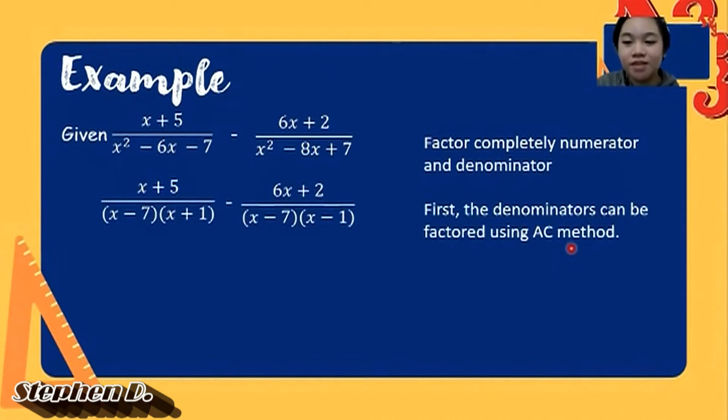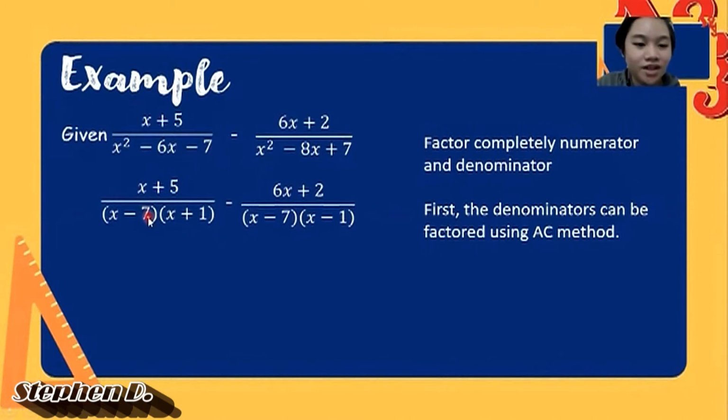First, the denominators can be factored using the AC method. This is where we find two factors that when we multiply will give you negative 7, and when you add them, it'll give you negative 6x. So here we got negative 7 because, based on the rules, if you have different signs, you multiply them normally, and then the final answer will be a negative.